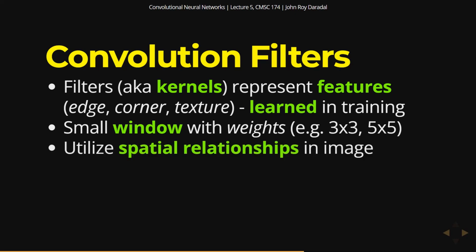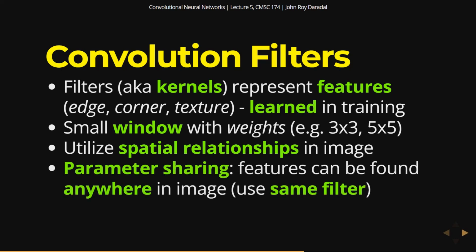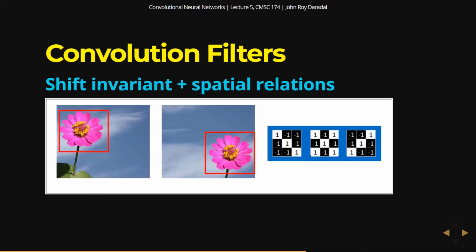Convolution filters allow us to utilize spatial relationships in the image, and we'll see what this means in a while. And it also allows us to do parameter sharing, because the features can be found anywhere in the image, so we can use the same filter. Now what do we mean by this? For example, if we're trying to find this flower right here, the filter that I'll use to find this flower is the same as the filter that I'll use if the flower is right here in the bottom right. Okay, so this one is on the top left and this one is on the bottom right, but it should use the same filter because I'm looking for the same thing, right?